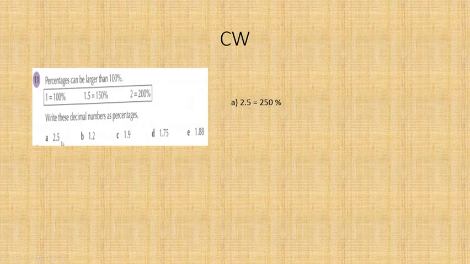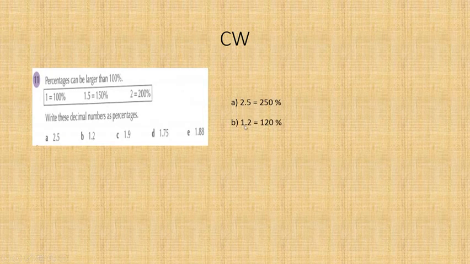So here's 2.5. What do you think? You're just multiplying by 100. It's normal. So changing a decimal number into a percentage is just moving the decimal point 2 steps to the right. So 2.5, to change it to a percentage, I'm moving the decimal point 2 steps to the right, so it's gonna be 250%.